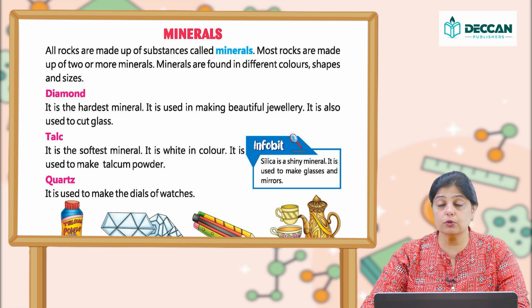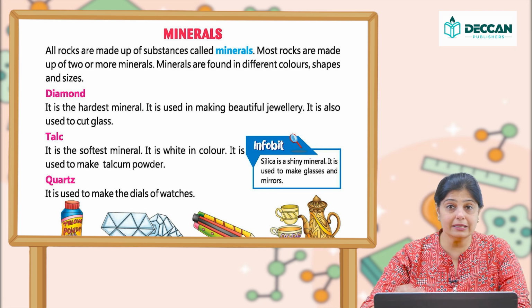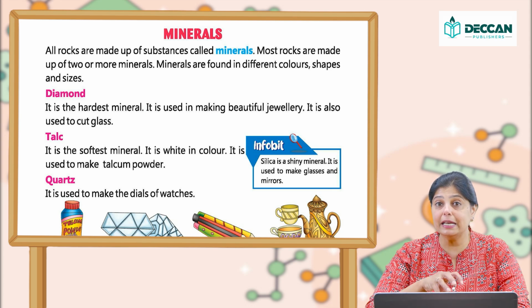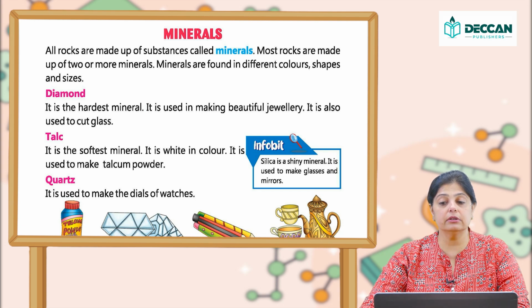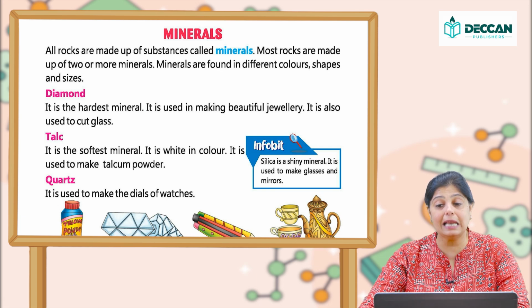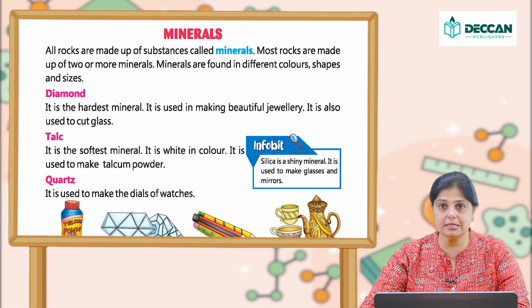Quartz. Quartz is used to make the dials of watches. Whatever dial you have on your watch is made using quartz mineral. Silica is a shiny mineral. It is used to make glasses and mirrors. So, these are certain examples of different minerals that are there.